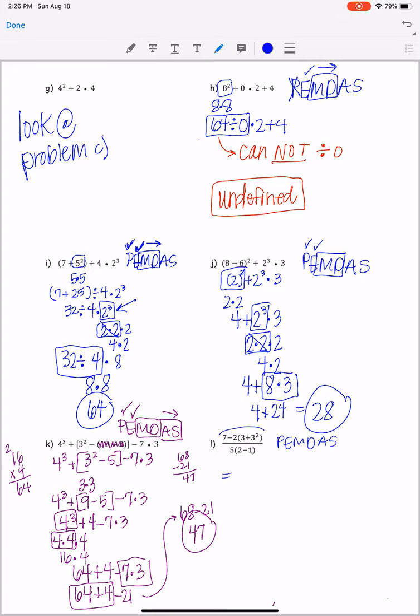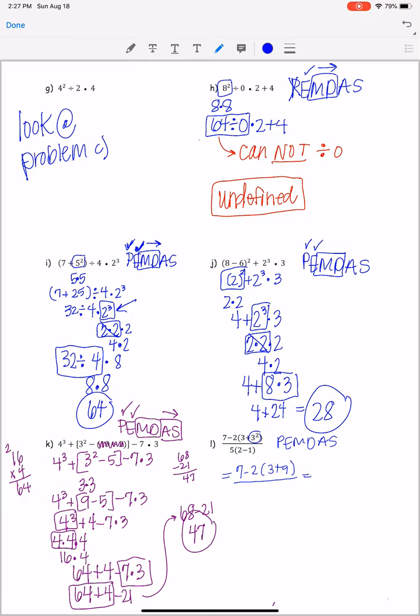In this top portion of this fraction, we have some parentheses. So in those parentheses, we've got exponents. So 3 squared, I'm kind of running out of room here. So 3 squared is the same as 3 times 3. So that is 9. So we've got 7 minus 2 in parentheses 3 plus 9. Okay, I did this right here first. All over.